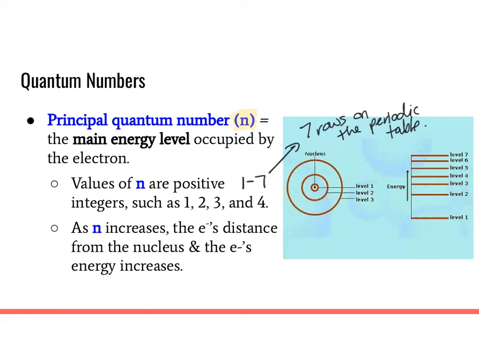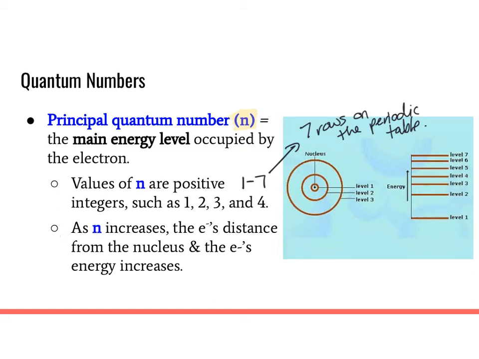When I look at this diagram right over here, I can see that my nucleus is right in the middle. Level 1, which would be N number 1, is the first level or the closest one. Then we have level 2, level 3 is outside of that, and because we have 7 rows of the periodic table, there are going to be 7 levels.